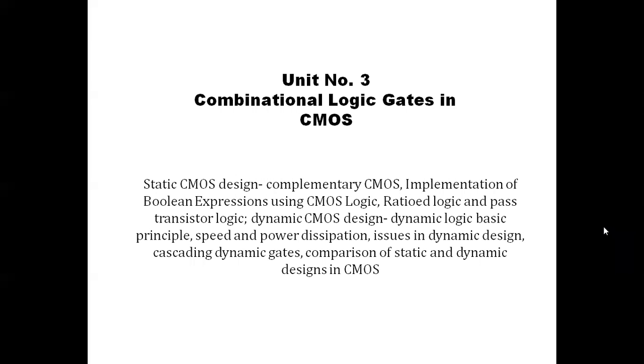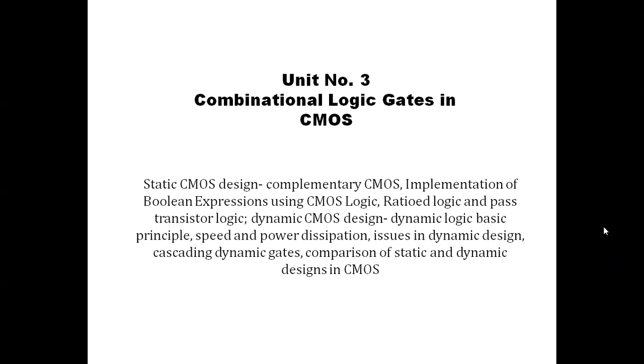Now, in unit number one we studied the basics of MOS transistor theory, right? Then the difference between BJT and MOS, and the characteristics of CMOS and its different operating regions. It has 5 operating regions. All that part we have already studied in the first unit. Now, after understanding CMOS, we are going to discuss some combinational logic gates using CMOS technology.